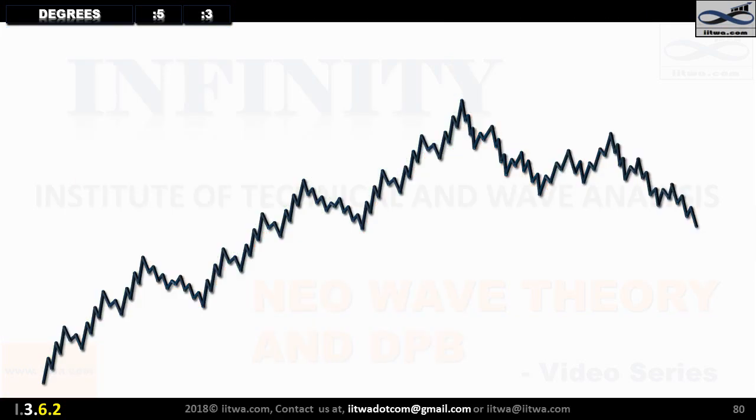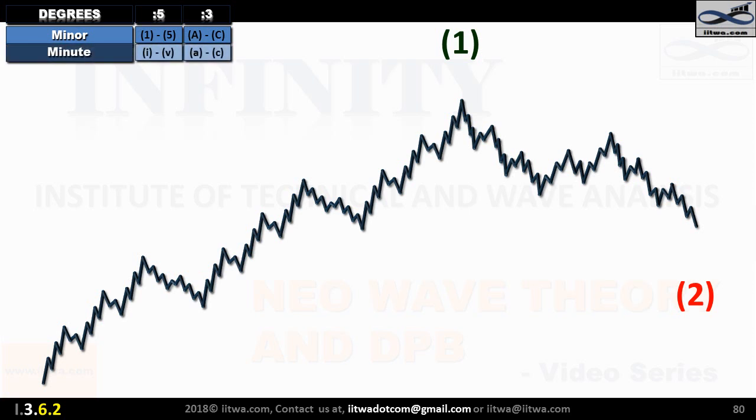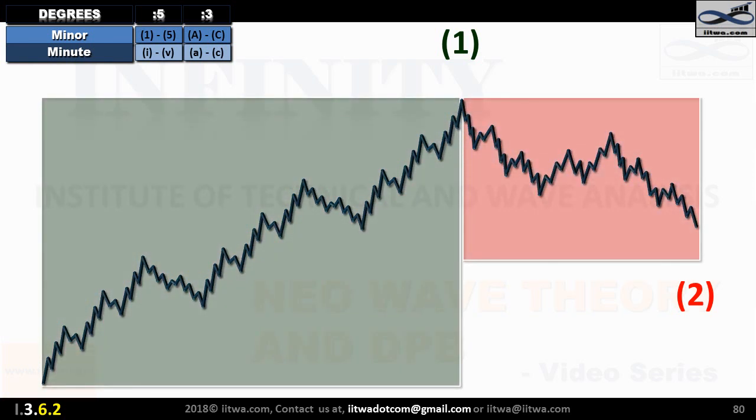Great. Let us see the internal structure of minor degree waves. Minor degree waves are composed of one level smaller degree waves, termed as minute degree waves. Minute degree wave cycle is shown with large greenish and reddish rectangle. Greenish rectangle is an impulsive phase of minute degree waves, and these waves are shown by Roman numbers 1, 2, 3, 4, and 5 enclosed with parentheses. Reddish rectangle is a corrective phase of minute degree waves, and these waves are shown by lowercase alphabets A, B, and C enclosed with parentheses.